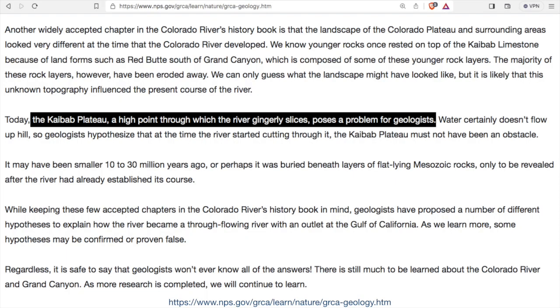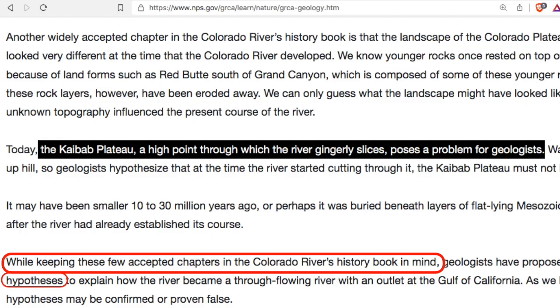And it says the Kiabab Plateau, a high point through which the river gingerly slices, poses a problem for geologists. What is it? Water certainly doesn't flow uphill. And we talked about that. And it's on their website. And then it says, while keeping these few accepted chapters in the Grand Canyon history book in mind, they make hypotheses. So the main chapter that they're not going to get rid of is that the river carved the canyon, and that's baloney.